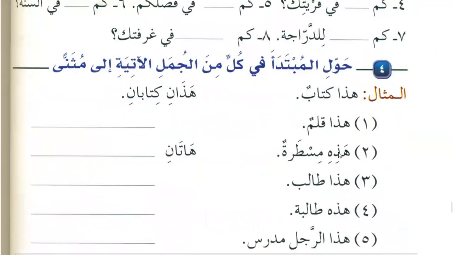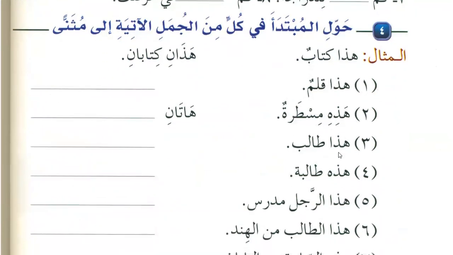Convert the subject in each of the following sentences into dual. This is a book. These are two books. So you know that to make dual we just add alif noon kasra at the end.